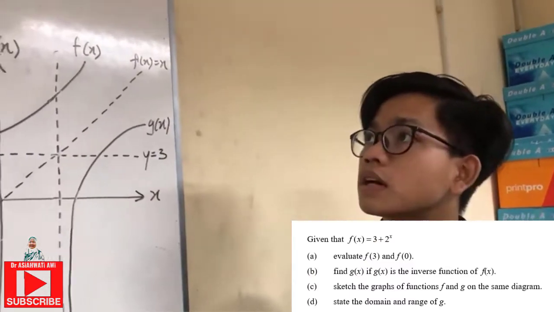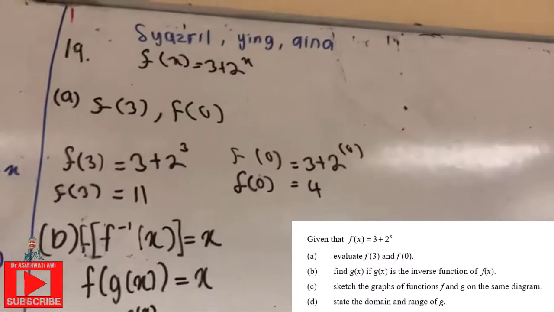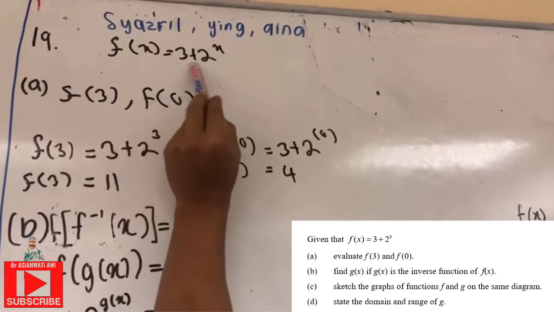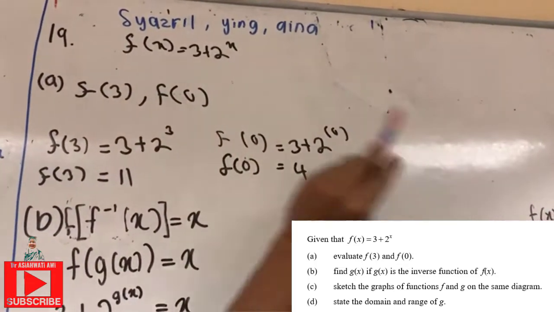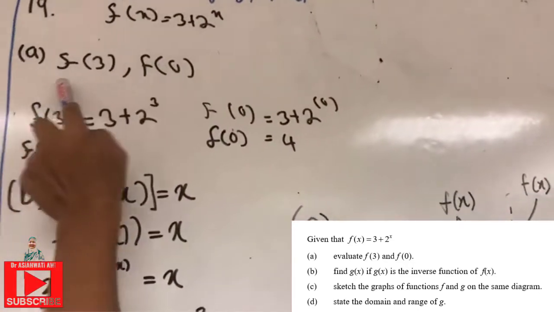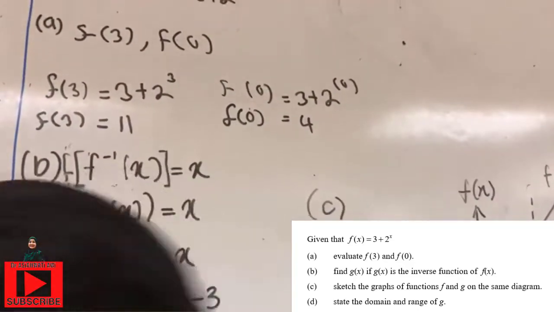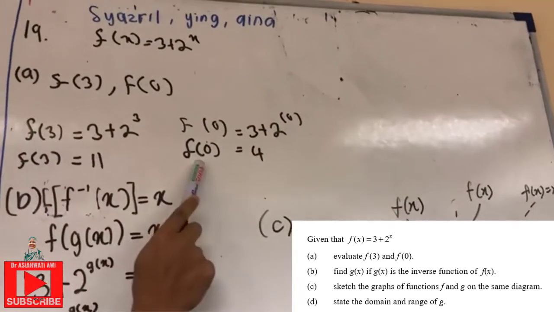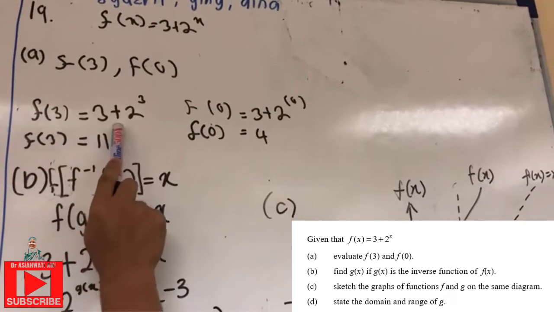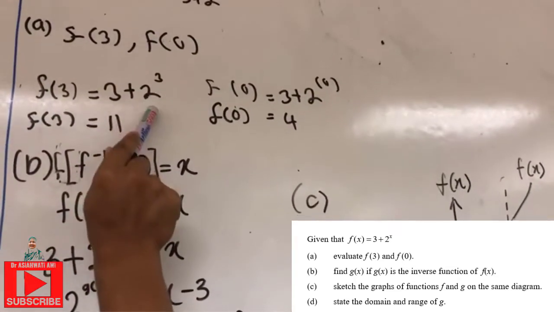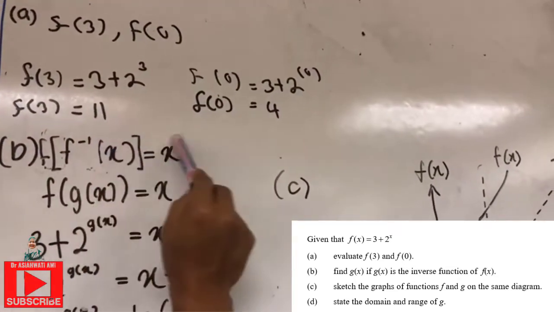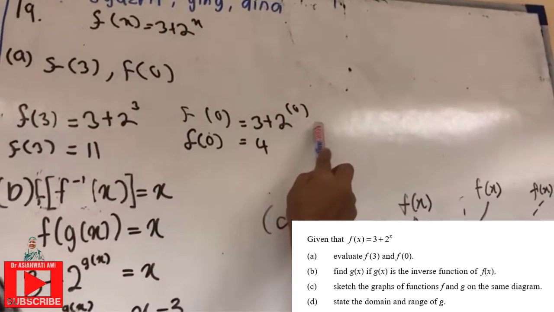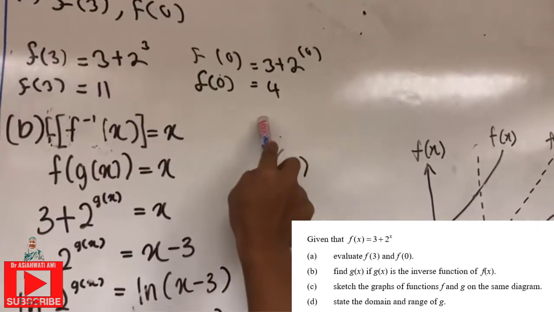Hari ni question 19 soalan tutur. Okay, ni dia punya equation yang dia given f(x) equal to 3 plus 2 power of x. So question A dia minta evaluate soalan tu. So kita masukkan je nilai. So f(3) kita buat 3 tambah 2 kuasa 3 dapat 11. So ni tak tahu kenapa dia dapat 4, sebab 2 kuasa 0 sama dengan 1. Sebab tu dia dapat 4.